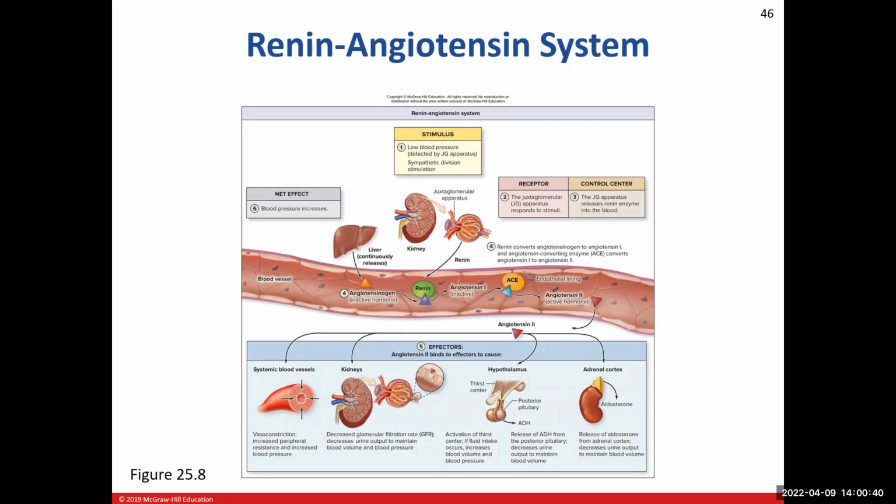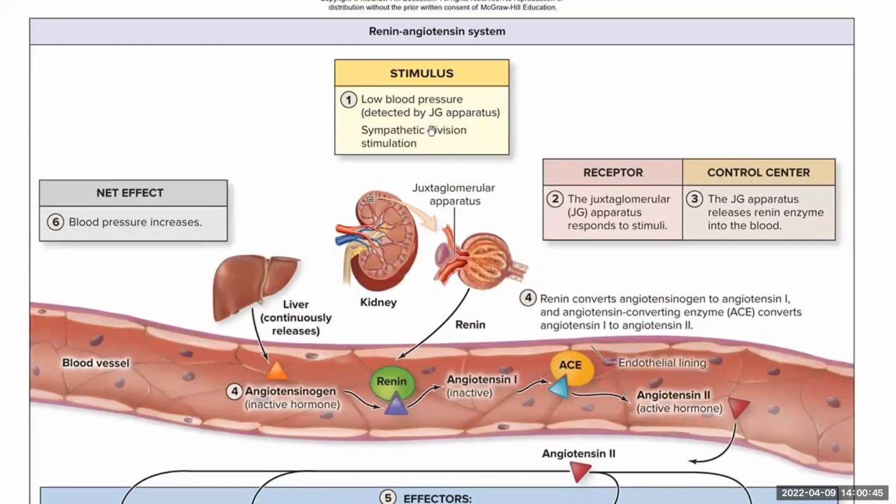So you can see here, this picture should look familiar. We've seen it before in the endocrine system. So here's our stimulus here. We're dealing with some low blood pressure going on, or the sympathetic division has been stimulated. And so that causes the release of renin from the kidney there. The juxtaglomerular apparatus is going to release renin into our circulation. So renin is going to meet up with the inactive form of angiotensinogen. It's going to convert it into angiotensin 1, which is still inactive.